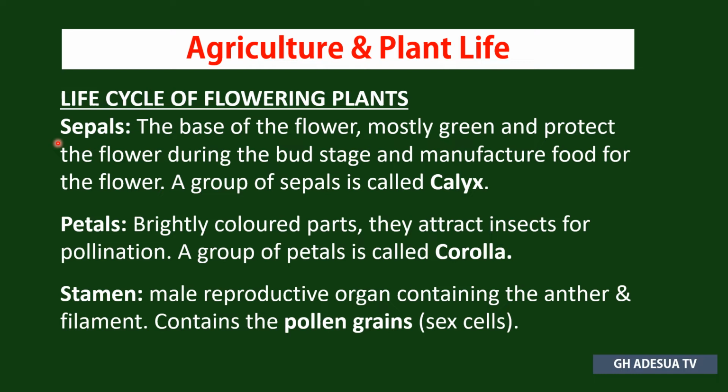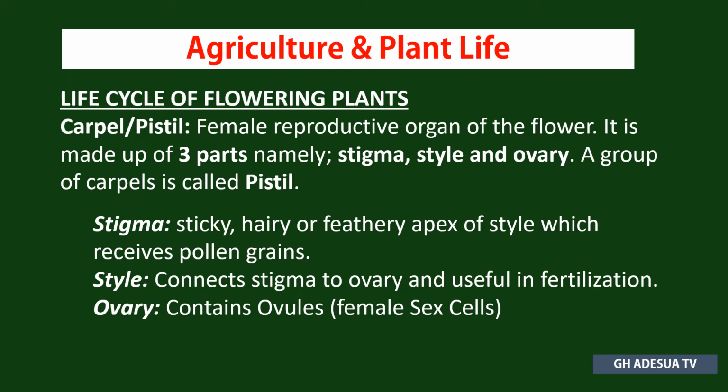Now, stamen is a male reproductive organ containing the anther and filament. So the pollen grains are contained there. That is what is shed onto the stigma. Then the carpel. Carpel or pistil is a female reproductive organ. It has three parts: the stigma, style, and ovary.